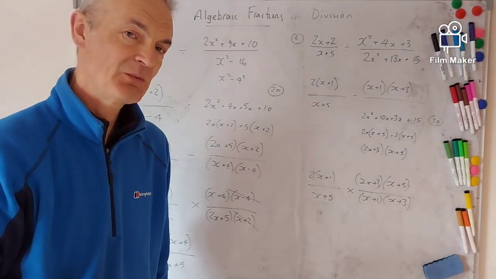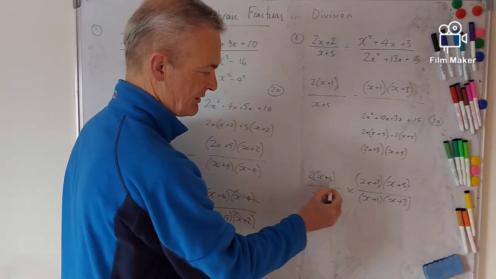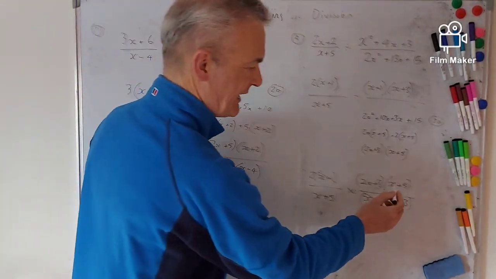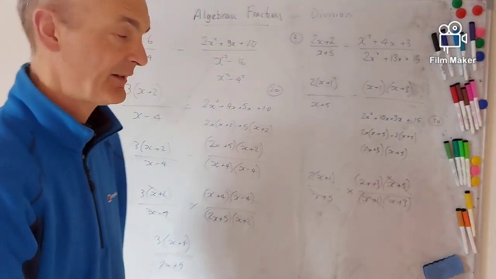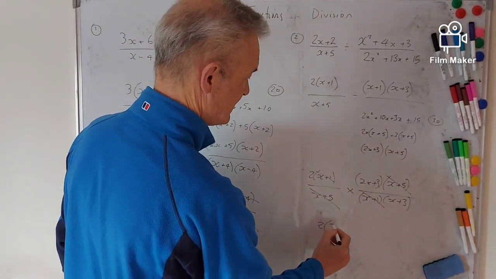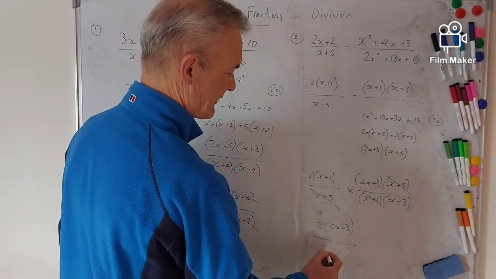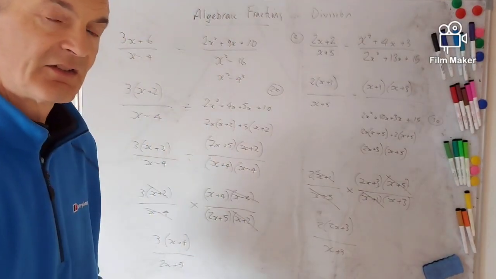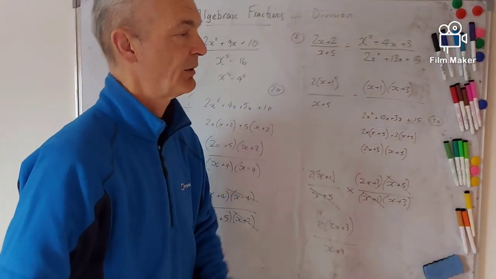And all we need to do now is see what will cancel. So notice on the top, we've got an x plus 1. And on the bottom, we've got an x plus 1, so they will cancel. And over here, we've got x plus 5 and x plus 5 at the bottom, so they're going to cancel. So what are we left with? So I've got 2 there, and we've just got x plus 3 on the bottom there. So again, we've simplified that one quite considerably from our starting point.